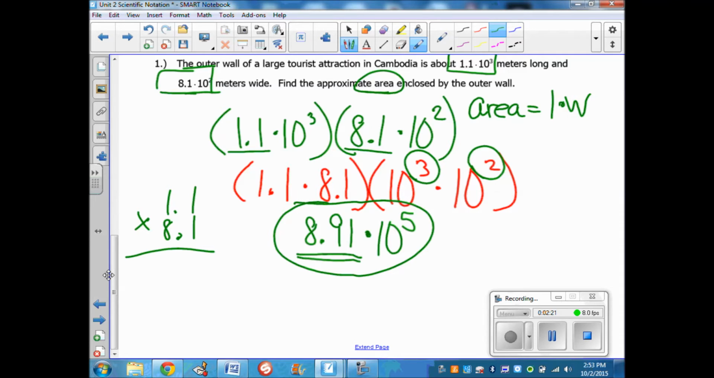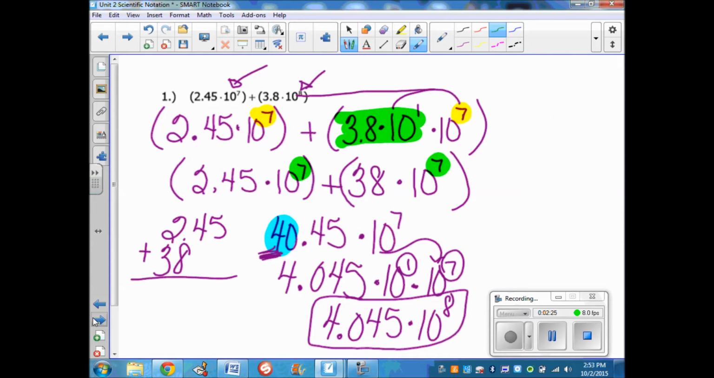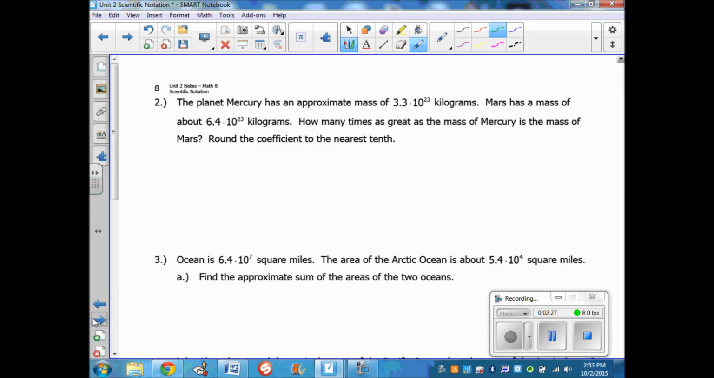So now let's go to question number 2. Mine is a little bit past here on my document. Okay. So question number 2 says, the planet Mercury has approximately a mass of 3.3 times 10 to the 23rd kilograms. That's a really big number, giving a really big positive exponent there. Mars has a mass of 6.4 times 10 to the 23rd kilograms.